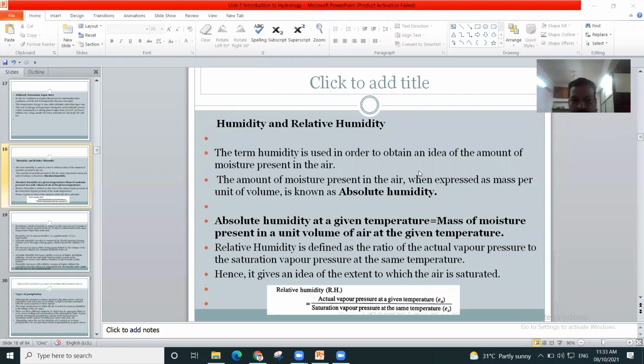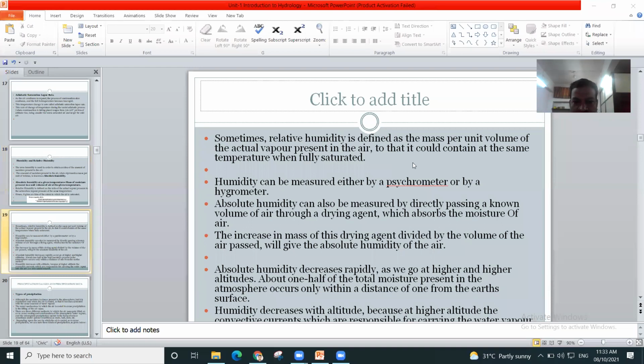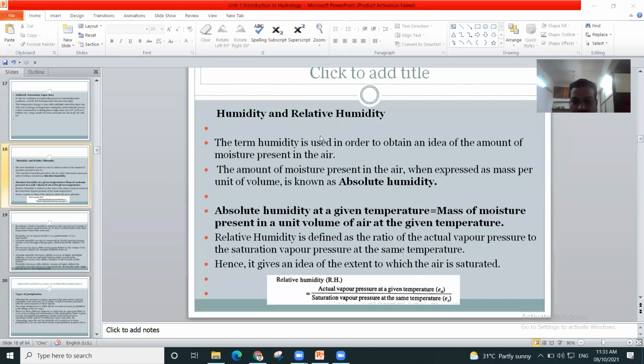The amount of moisture present in the air is expressed in mass per unit volume. The ratio of mass per unit volume is known as absolute humidity. So this humidity is measured by using some humidity measuring devices like psychrometer and hygrometers. These are the humidity measurement devices by which the humidity of the atmosphere is measured.